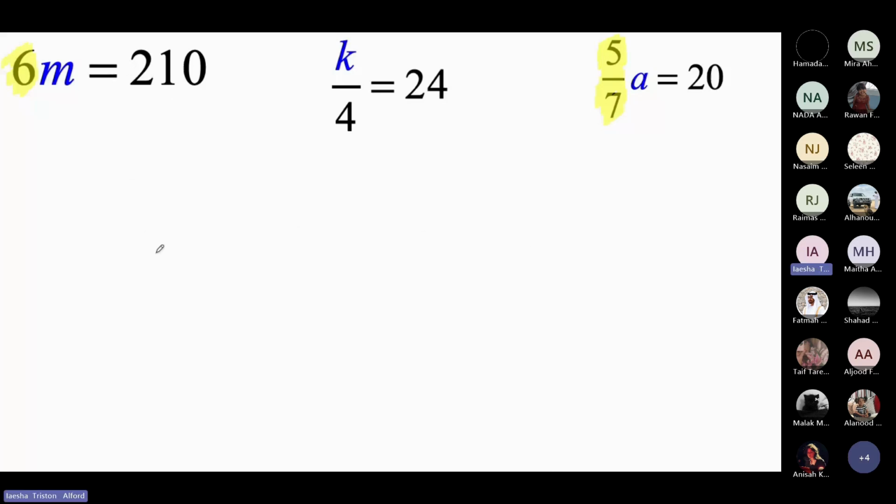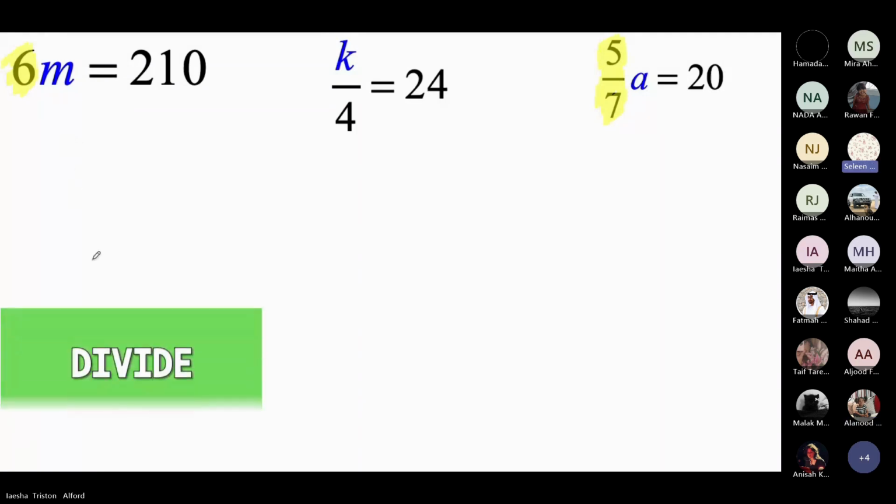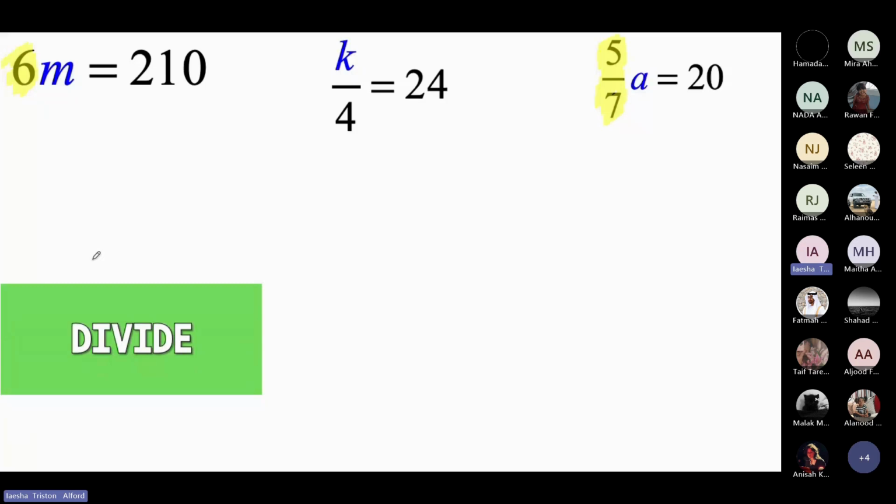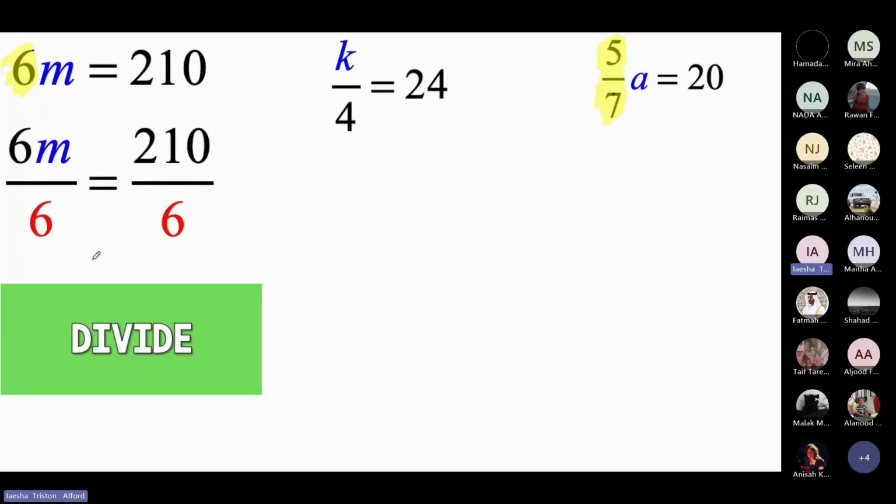So the first one, read it. What do you read? Positive 6 times m. So to make our answer, we're not going to multiply. We're going to do what? Divide. Divide what? 6 by both sides. Positive 6, both sides. Okay, then you get your answer.